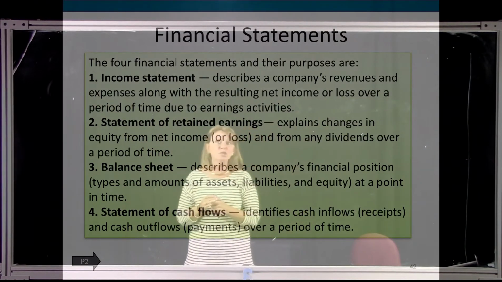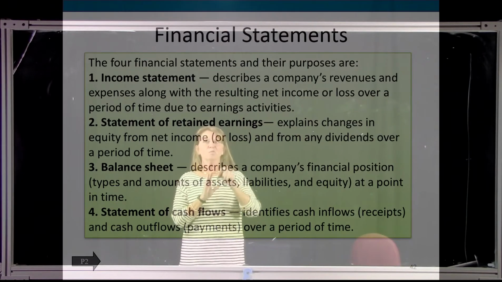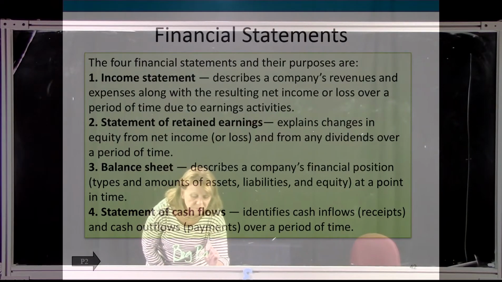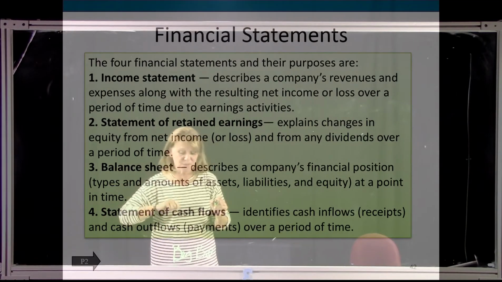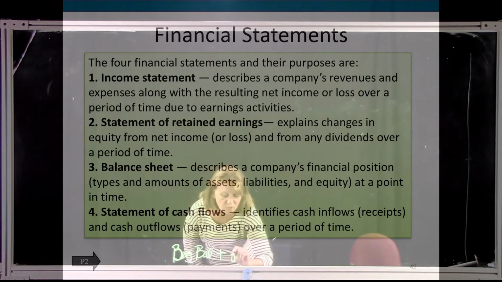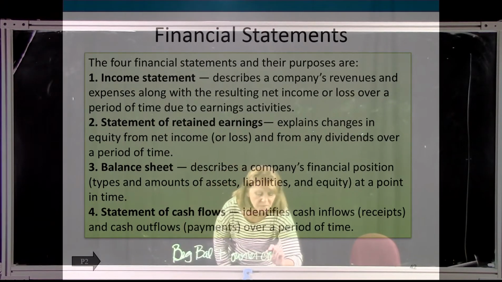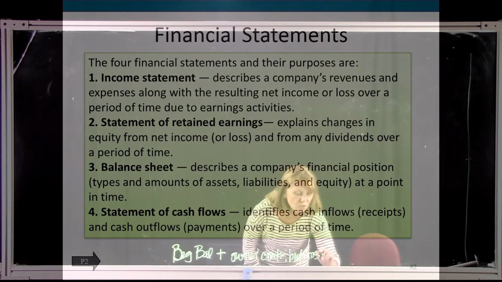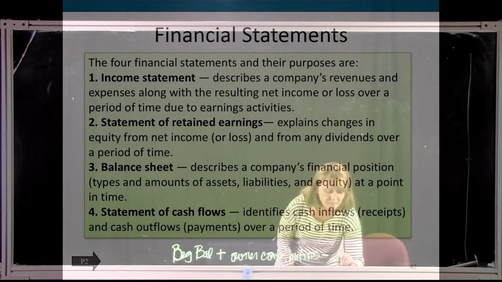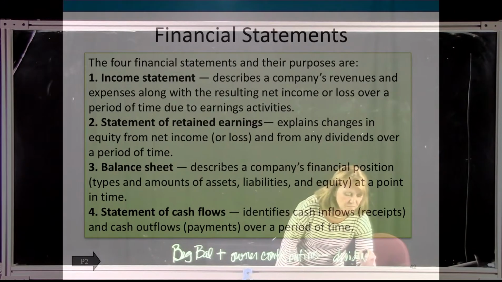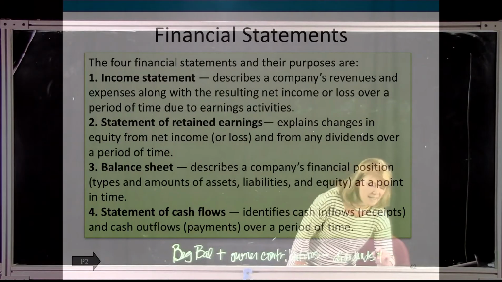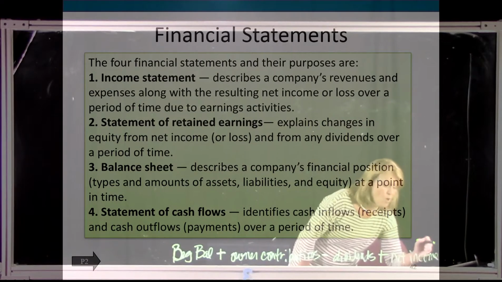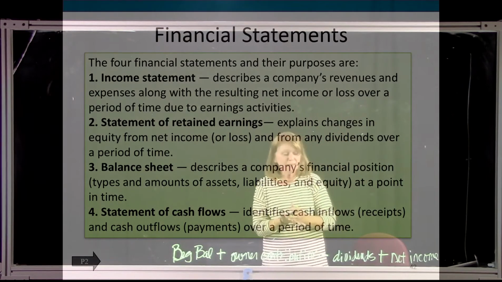Second, the statement of retained earnings just explains the changes in owner's equity. So what we're going to do with the statement of retained earnings, we're going to say, what was the beginning balance? That comes from the end of last year's. We're going to add owner contributions, so any money the owners put in, we're going to subtract dividends, and we're going to add net income or net loss, which comes from the income statement.